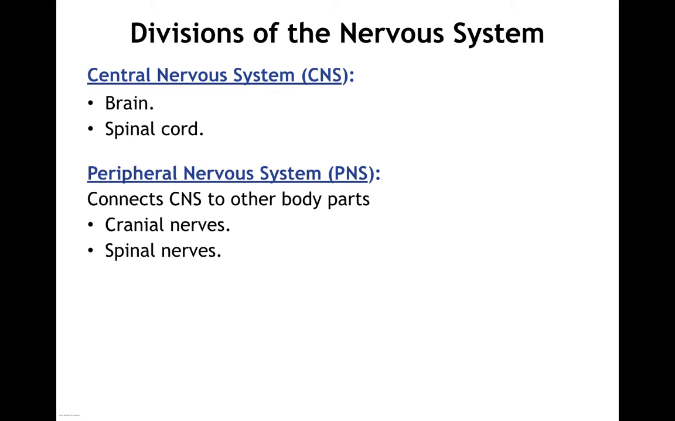So the nervous system is divided into two different systems, the central nervous system, or the CNS, and the peripheral nervous system, or the PNS. The central nervous system includes the brain and the spinal cord. The peripheral nervous system is the cranial nerves coming off the brain and the spinal nerves coming off the spine, and they connect the central nervous system to the rest of the body, bringing information in as well as delivering information.